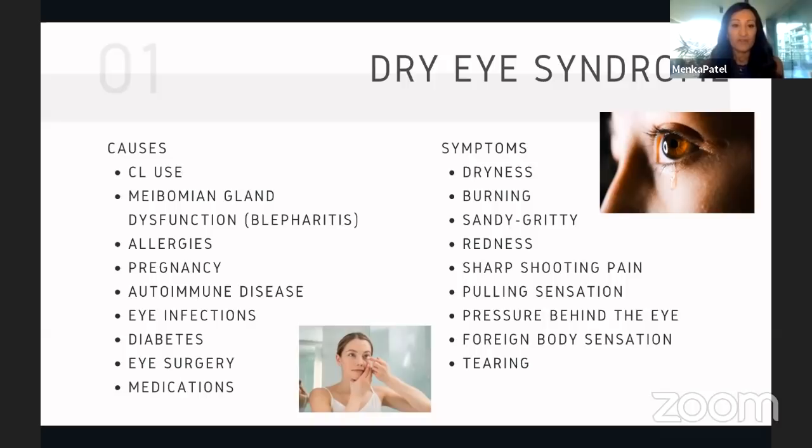Other things that could cause dry eye would include allergies, pregnancy, autoimmune conditions such as Sjogren's. Thyroid eye disease has been associated with it, sarcoid has been associated with it, and a previous history of eye infections. So if you've had a corneal ulcer in the past, or some sort of eye infection, even pink eye, you could develop dry eye in the future. A history of diabetes as well. Eye surgery has definitely been associated with dry eye. So any type of intraocular surgery, could be cataract surgery, could be LASIK or PRK. Those are the refractive surgeries that have also been associated with developing dry eye.